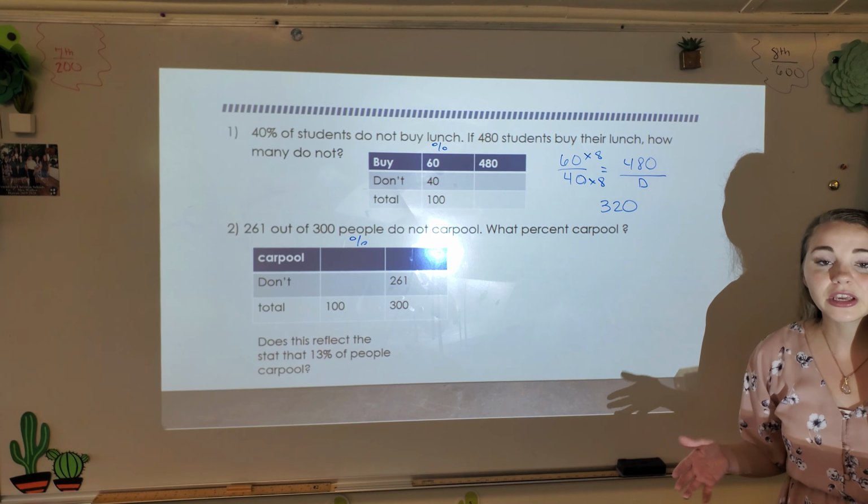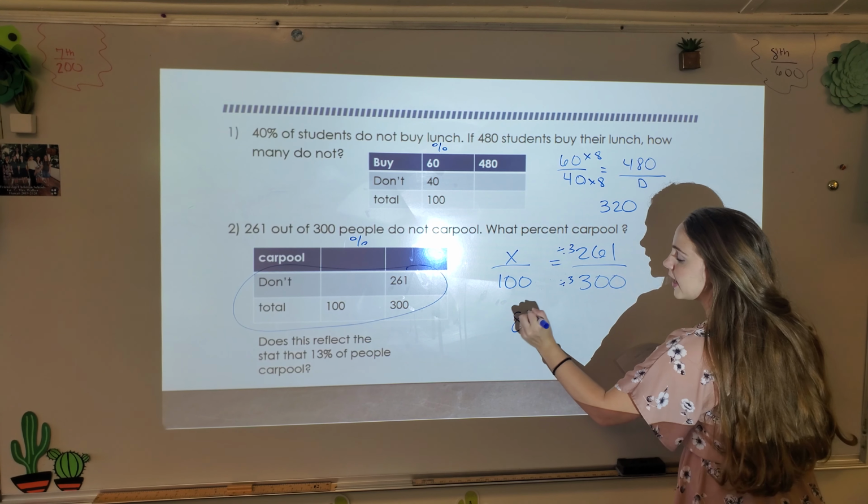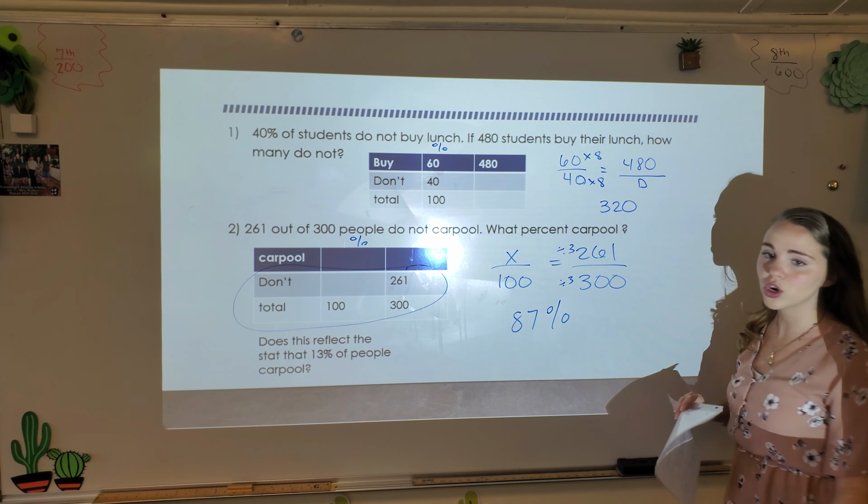Okay, so this is times 3, okay, but we didn't really go that direction. What we really need to do is divide by 3 because we're going the opposite direction. So 261 divided by 3, because 300 divided by 3 is 100, and I did the math already, and it ends up being 87. So 87% don't carpool, which means 13% do carpool. That was some quick subtraction in my head. And so it asked the little question, does this reflect the statistic that 13% carpool? And it does, because literally 13% carpool when you do the math. 87% don't, 13% do. So you really need to be careful, what are they really asking for? Because sometimes we can solve and just give an answer and not really give the correct answer.